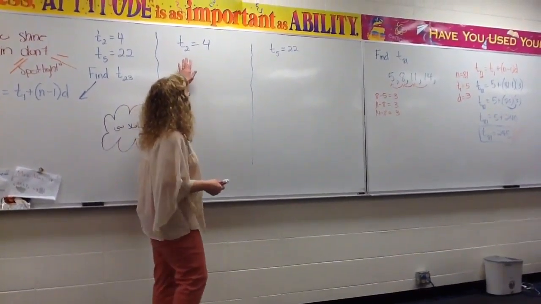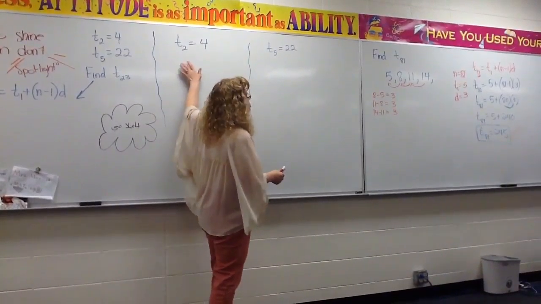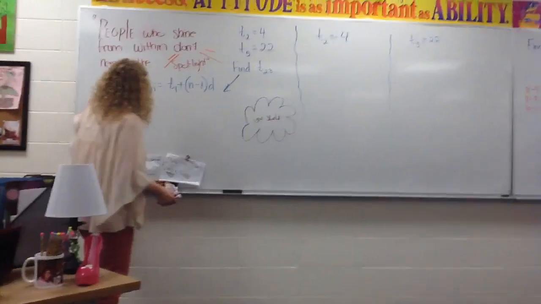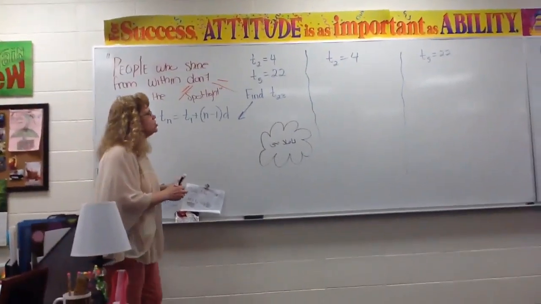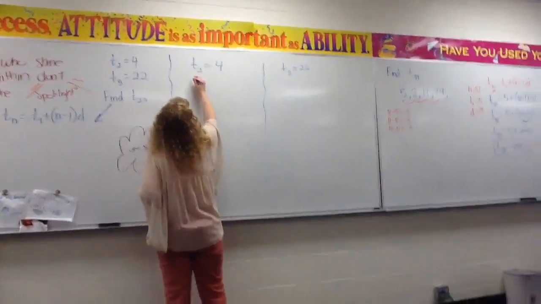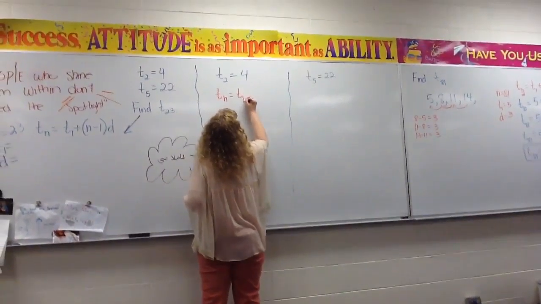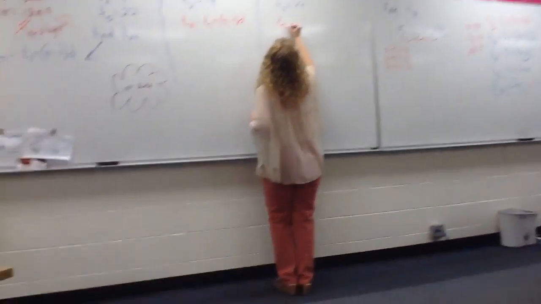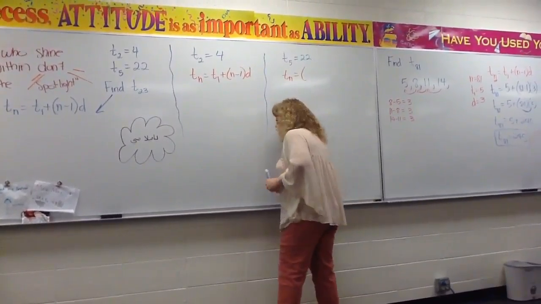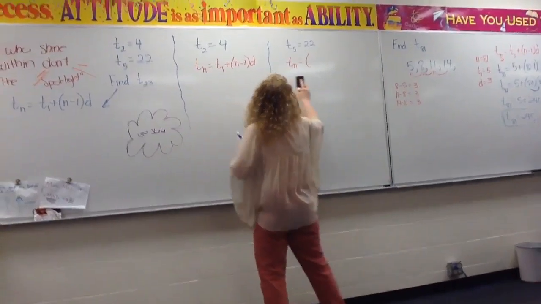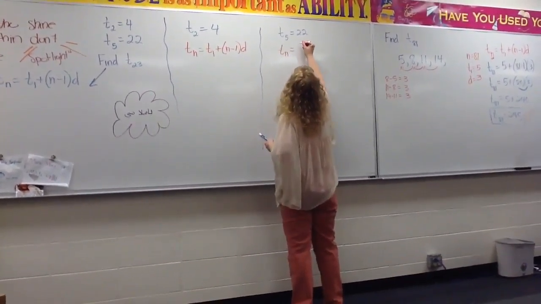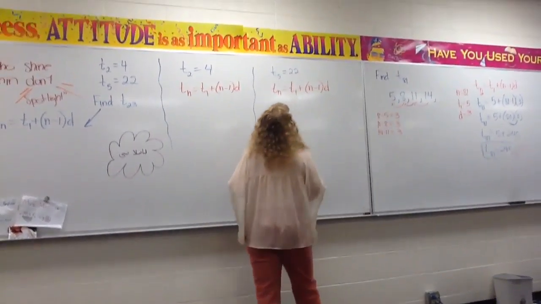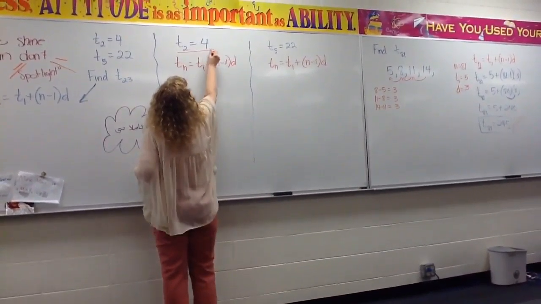You're going to need to use T2 and T5 to get the things over here that we need, the D and the T1. So you're going to do this. You're going to write the formula. You're going to write the formula correctly, like that. And you're going to use this.